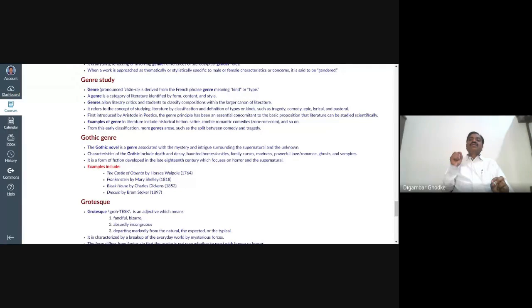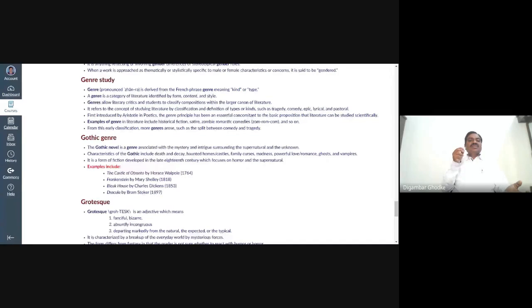As soon as you say that literature can be studied scientifically, the second idea that comes to your mind is that it has a classificatory system. We can classify literature into different types. So that is what genre is. And we can talk about historical fiction as a genre of literature, satire, or zombie romantic comedies, which are called rom-coms. And we can talk about fiction, plays, poetry, epics.